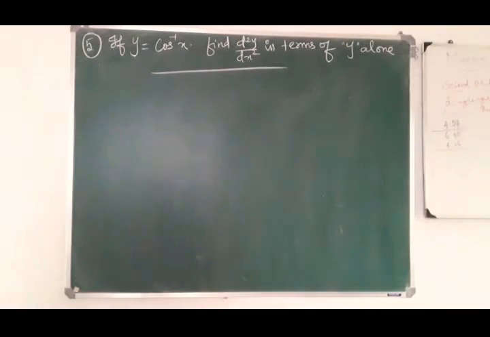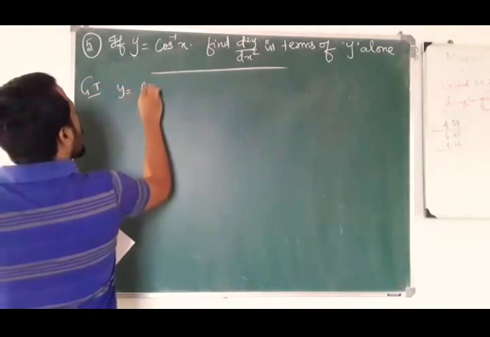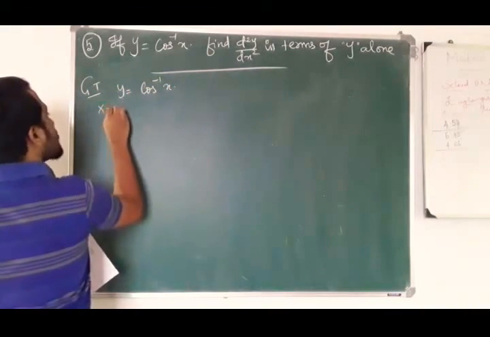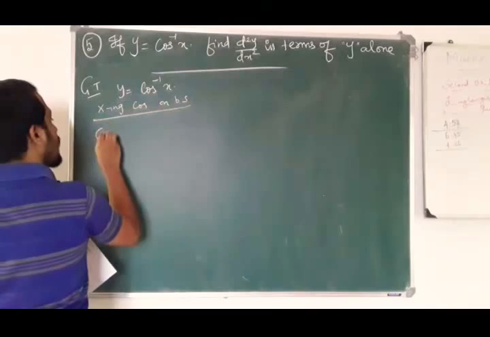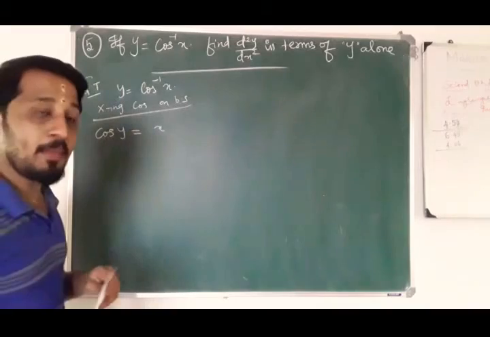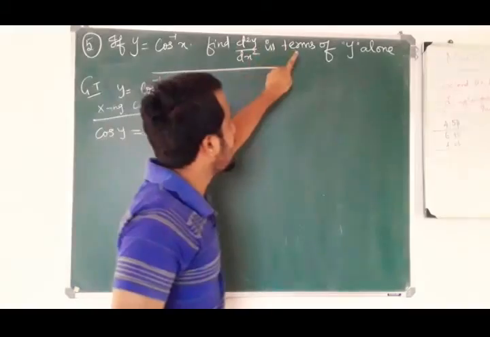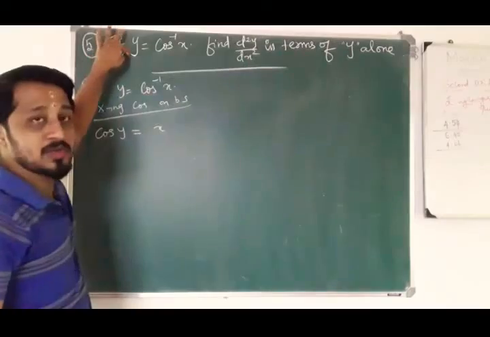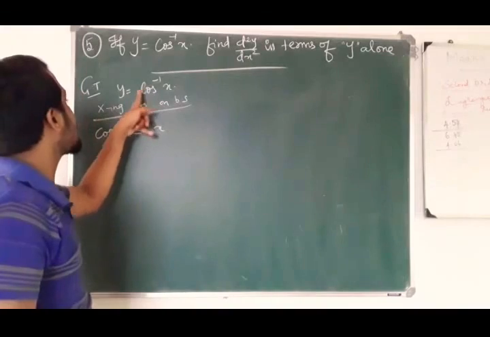Given that y is equal to cos inverse x. Now multiplying cos on both sides, that means cos y is equal to x, that means x is equal to cos y. Why? Because you have to find d square y by dx square in terms of y alone, that means a function in terms of y. So from the given question, I am changing the function in terms of y by taking the opposite function of cos.